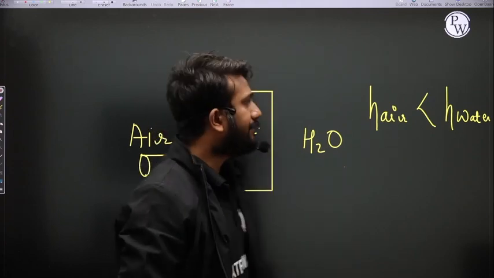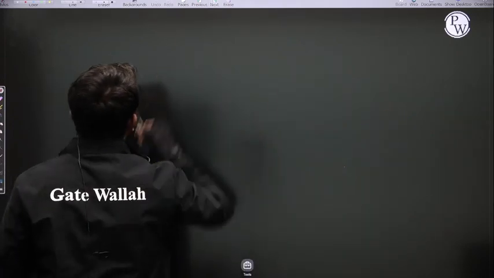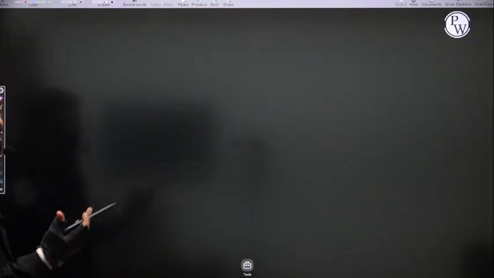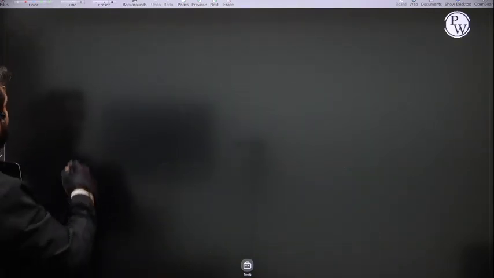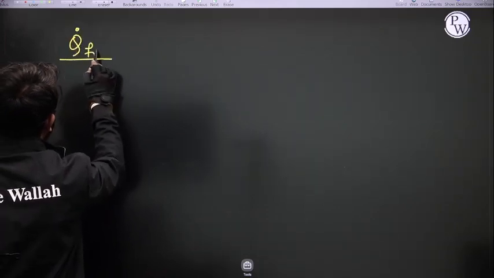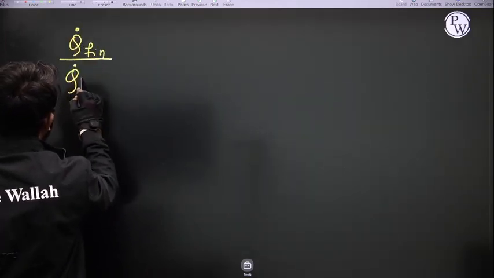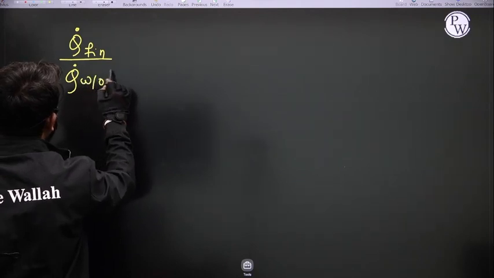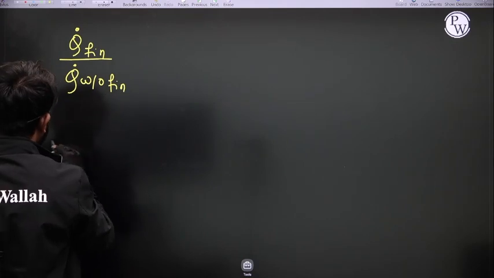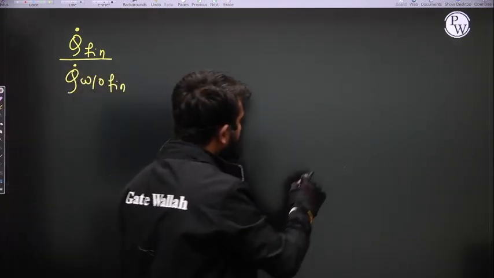Okay. Now come to the last topic. Actually, that is not a topic, that is a concept. See here: Q dot fin divided by Q dot without fin. Now see here, this is basically effectiveness. And this Q dot fin, I can write in this way now.